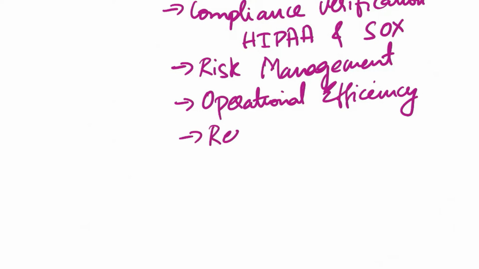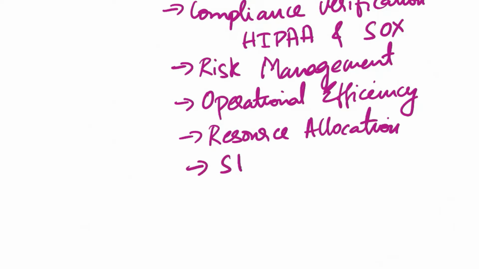Next one is resource allocation. Audits can aid organizations in optimizing resource allocation. This is done by identifying areas where investments in technology and IT staff can have the most significant impact.